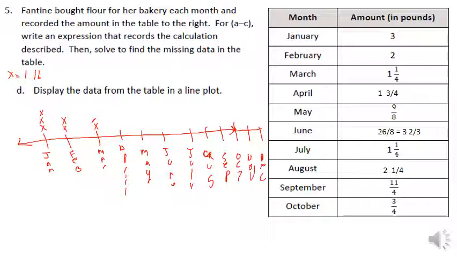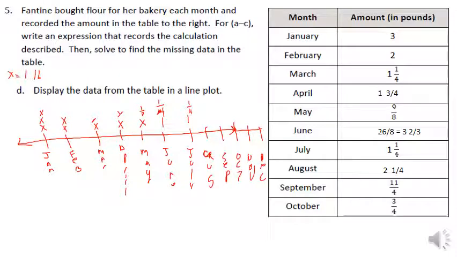And then we got April, which would be 1 and 3 quarters. May, 9 eighths would be 1 and 1 eighth. That's going to make it harder. I'd have to come up with a different key, but I'm just going to put 1 and an eighth in there. I'm just going to put fractions just to get the idea. July would be 1 and a quarter. Oop, I made a mistake on June. So it'll be 1 and 1 quarter.